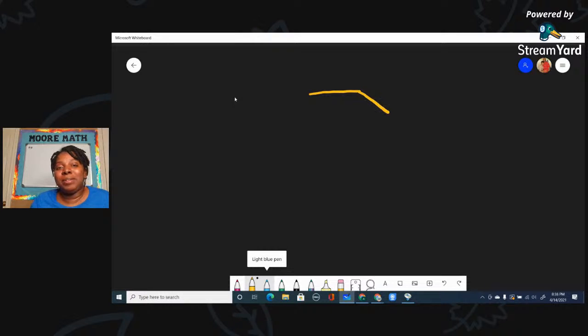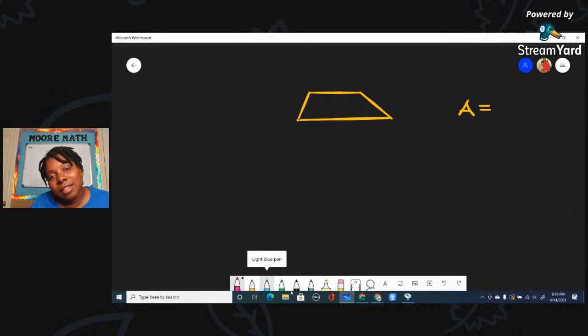So let's do a trapezoid first. I mean, it's easy enough. Trapezoid. Okay, so they help me out because they know I can't draw. All right, so the formula for the area of a trapezoid. First of all, let me show you where they got it from. If you look at a trapezoid and you split it in half, it makes two triangles, okay?